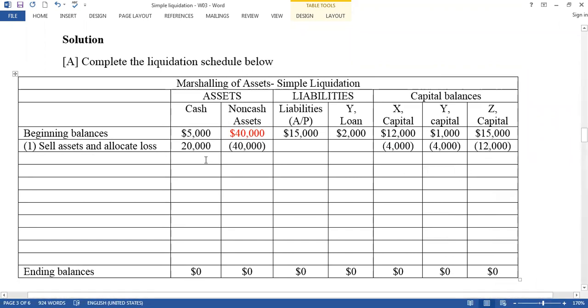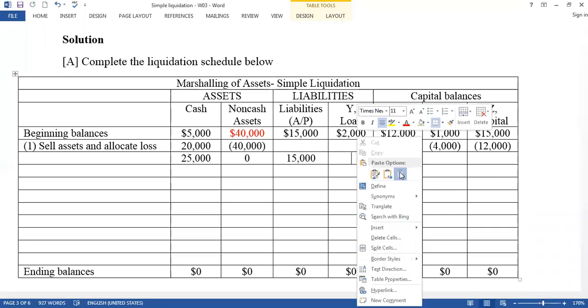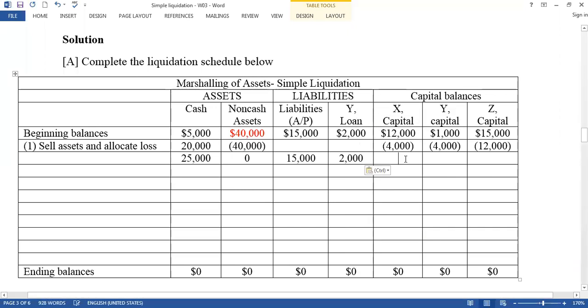Now what is the new balance now? $25,000 and this is 0. We have $15,000 liability. We have $2,000 loan from Y. Now what is the capital balance? Capital balance is $8,000. And here they have a bad news, $3,000. And what about Z? Z has a good news, $3,000.